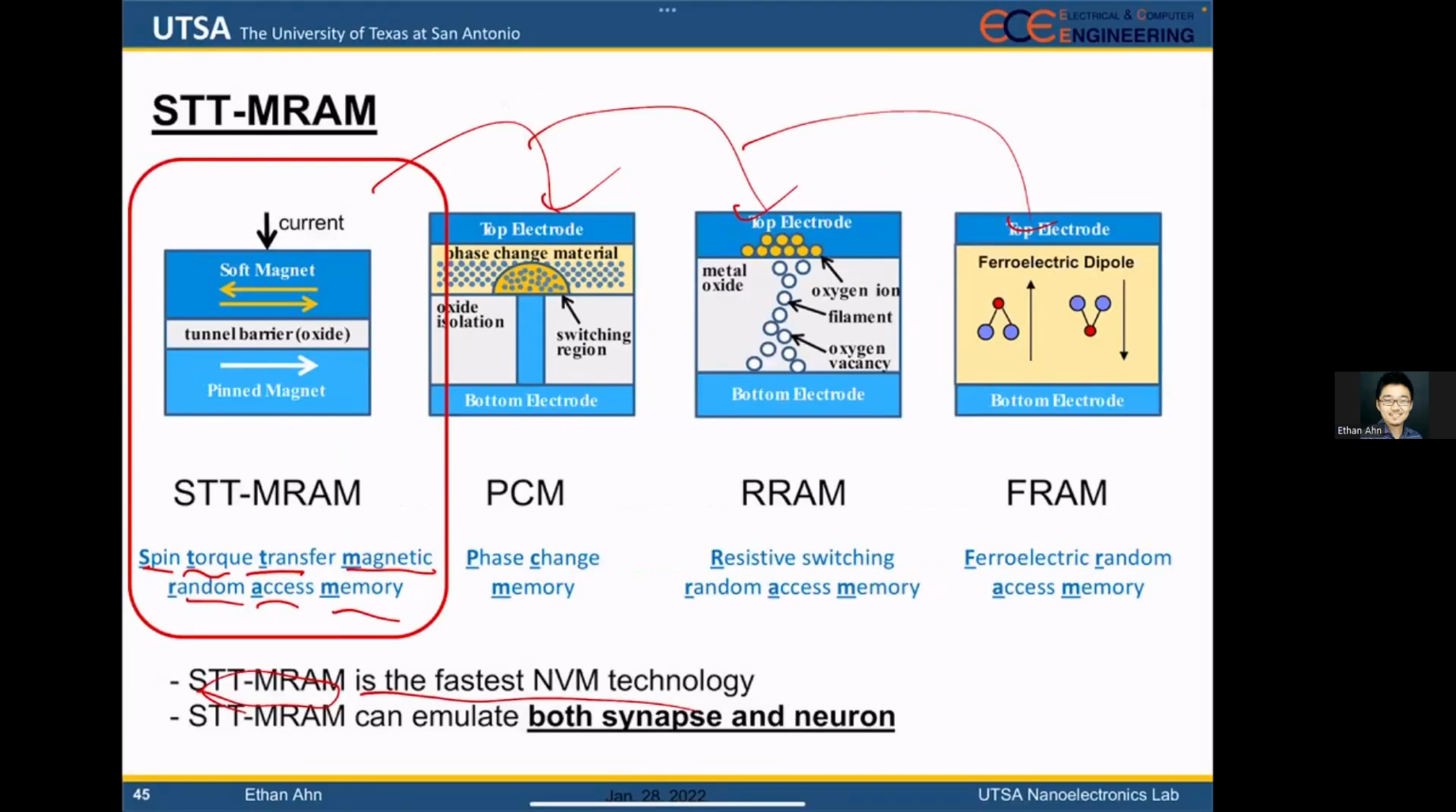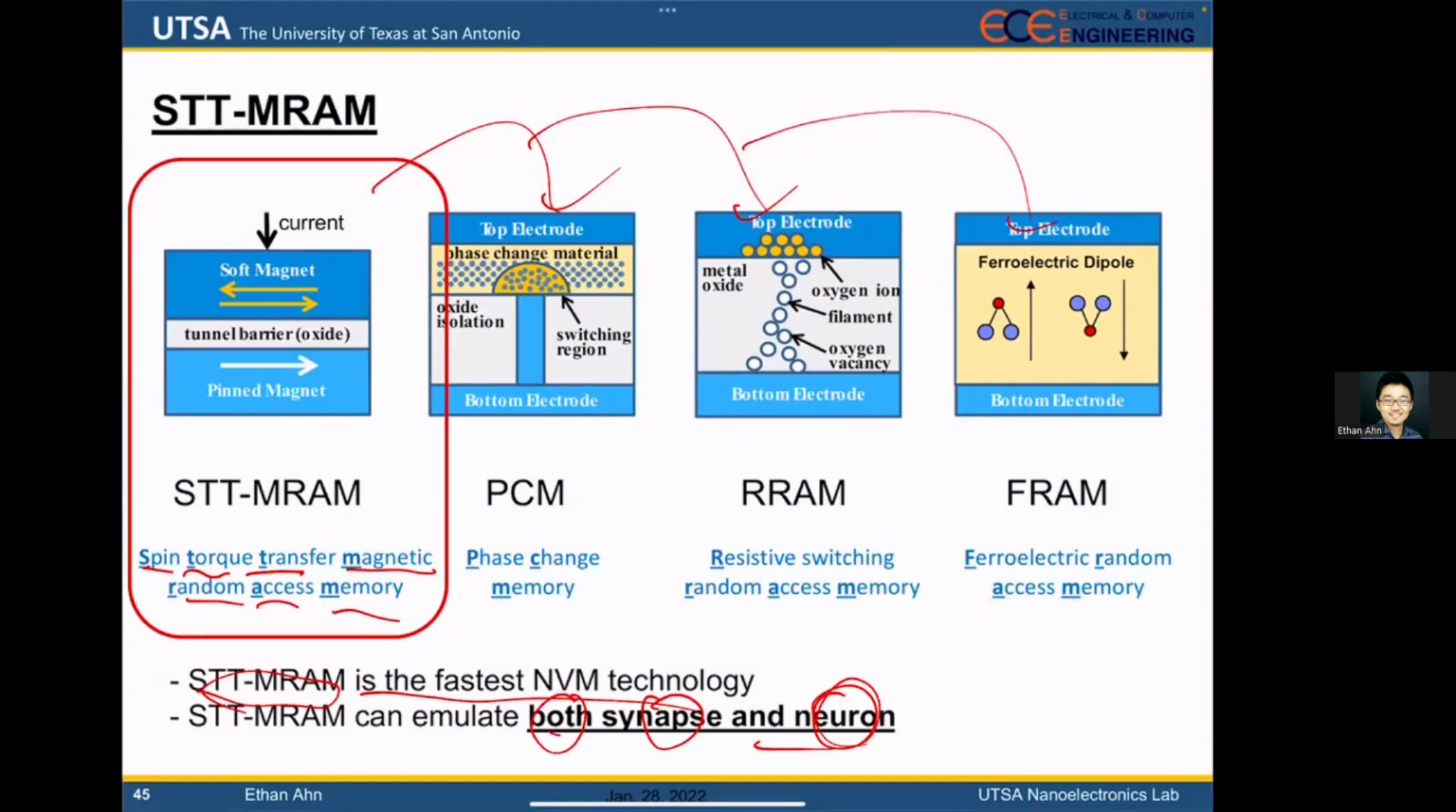Another big advantage of spintronics technology is that it can emulate both synapses and neurons. Remember, when we talked about RRAM and PCM, I mentioned most times that RRAM can be a synapse, PCM can be a synapse.